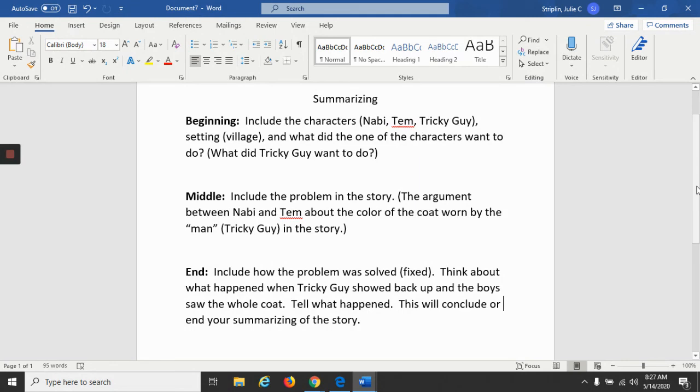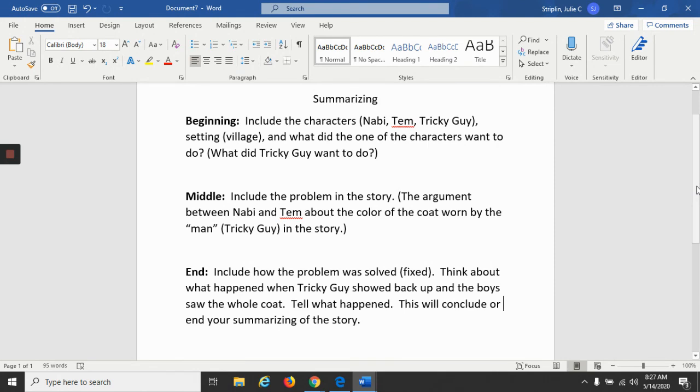So that's the main thing you need to include in the middle. This is anytime you retell a story, in the middle is where the problem is included, all about the problem. Okay, so at the end, in your final box, you're going to include how the problem was solved. And that just means, guys, how was it fixed? How was it resolved? What did they do to correct the problem? And so I want you to think about what happened when Tricky Guy showed up and the boys saw the whole coat. So I want you to tell what happened. What happened when they saw the coat, the whole coat?